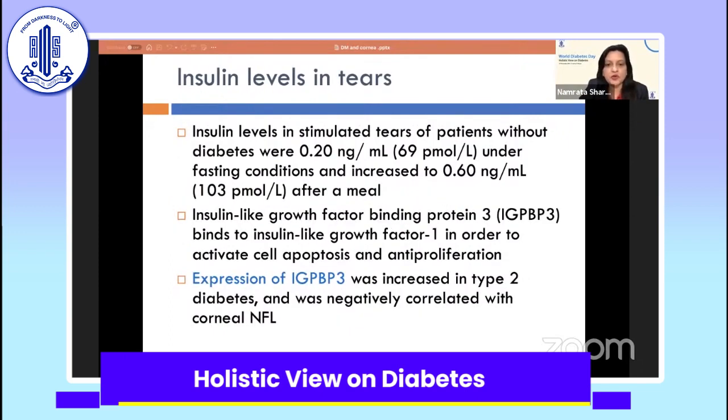Now, if you look at the insulin levels, again, it is the same picture as is present in the blood. Insulin levels in stimulated tears of patients without diabetes is 0.2 nanogram per ml under fasting conditions. After a meal, it increases to 0.6. And there are insulin-like growth factor binding proteins, which bind to insulin-like growth factor 1 to activate cell apoptosis and anti-proliferation. And expression of this factor is increased in type 2 diabetes.